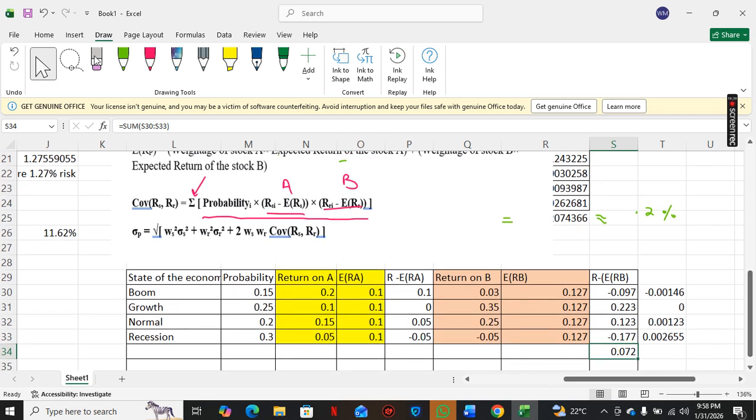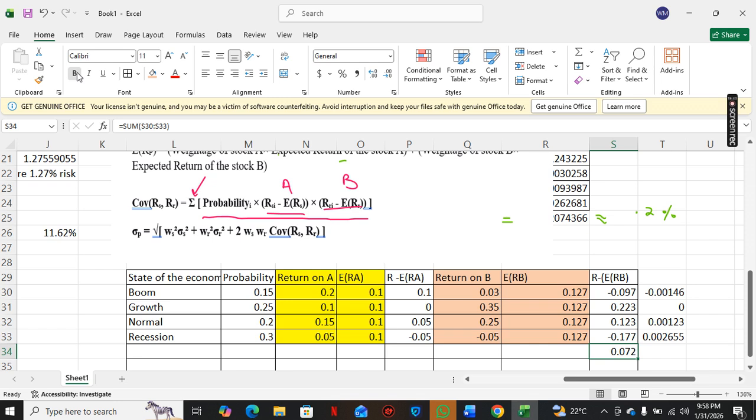So now this is how we interpret this covariance here. This is 0.072, which is the same as 7.2%. So it means these investment A and investment B have a positive covariance. So what that's telling us is they tend to move in the same direction. If the economy is doing well, the financial markets are doing well, both will go up. If the economy is doing bad, both investments are going to go down. Okay?